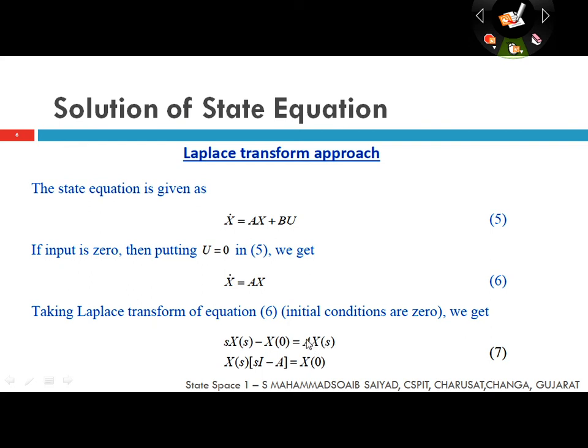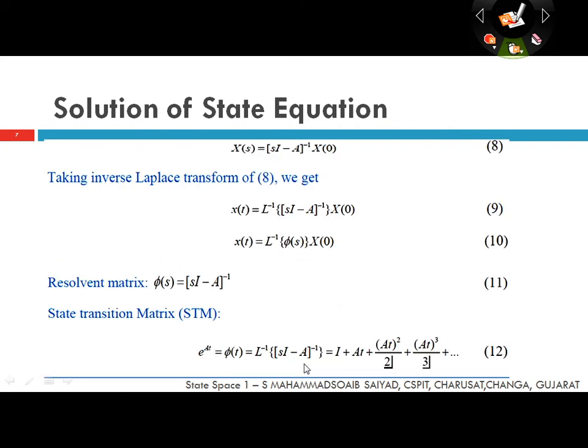I will be converting this to the left hand side, so x of s will be a common quantity. So it will be si minus a. There is no variable over here, so I have to put the identity matrix, because we are going to multiply, divide, as well as add matrices. For each and every operation we require matrices of the same size. So I will multiply it with the identity matrix. So x of s into bracket si minus a is equal to x of 0.